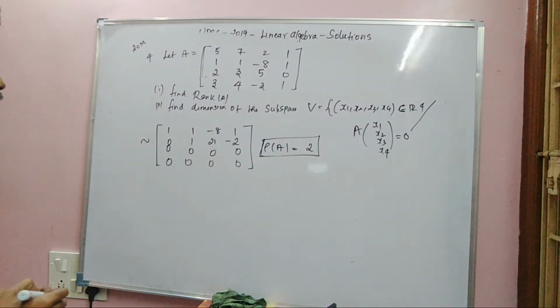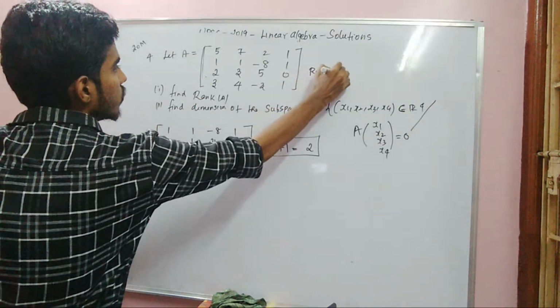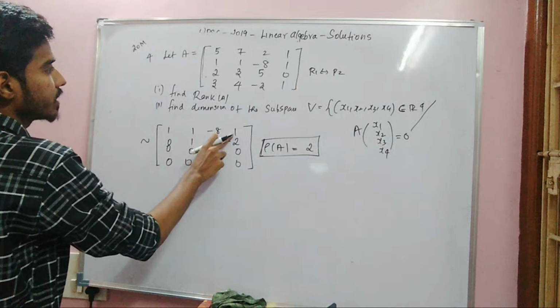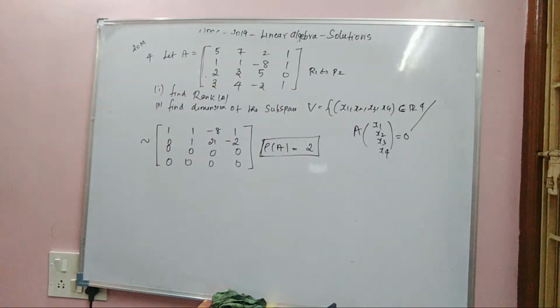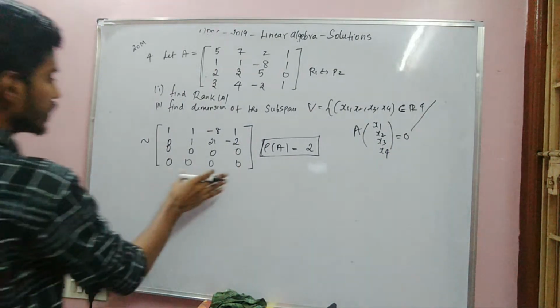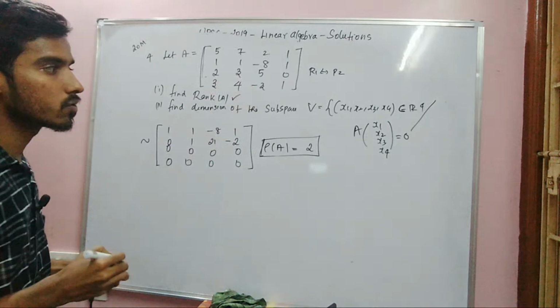Now if you just reduce this matrix, first you change R1 and R2, so you will have the first row to be 1 1 minus 8 1, the second row to be equal to 5 7 2 1, and then you make some transformations, right. Yes, so this is our reduced matrix. I think the first problem is over, the rank will be equal to 2.